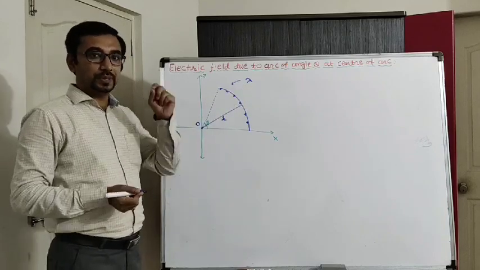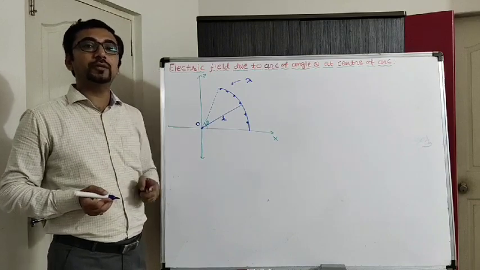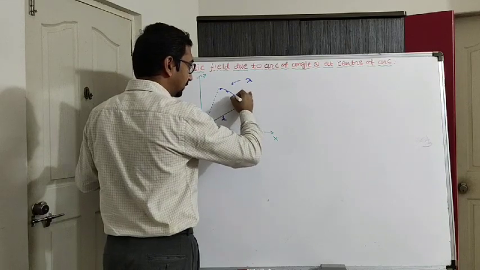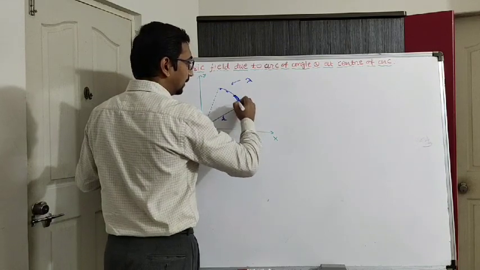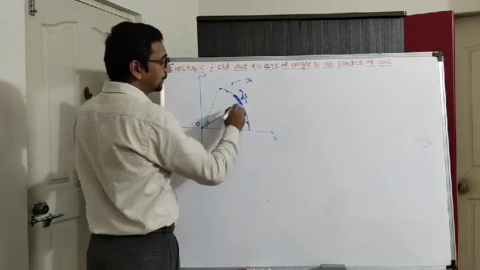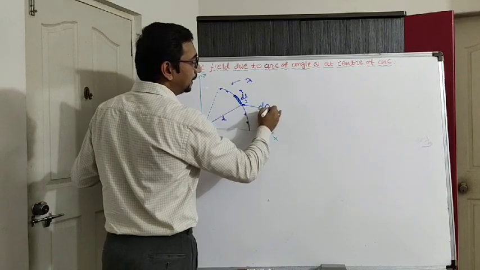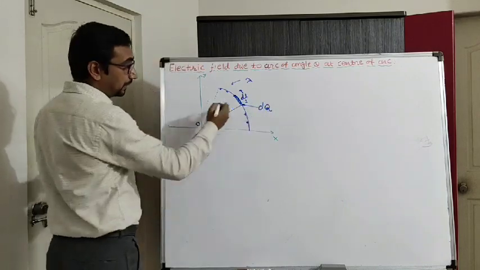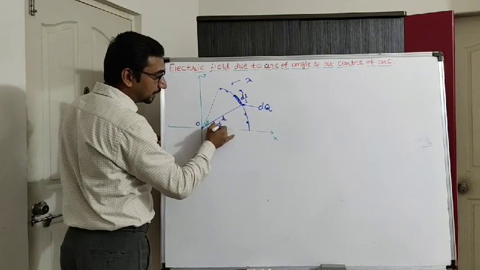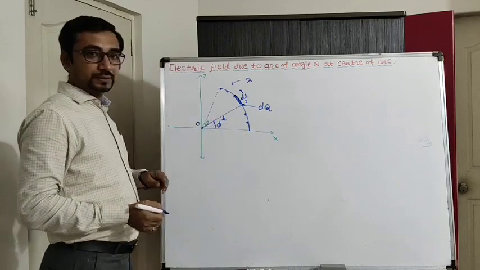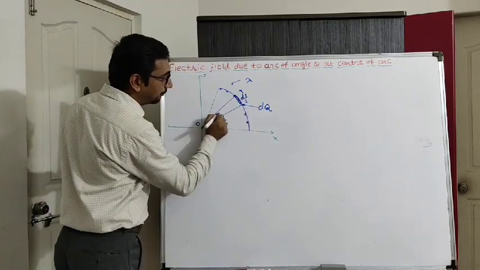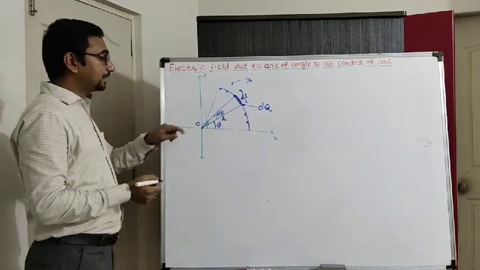So what we'll do, first we'll take a small segment of the wire, for example this much segment of the wire. It has length dl and the charge present on it is suppose dq. This segment is selected at angle phi from the x-axis and it covers angle d phi at the center.